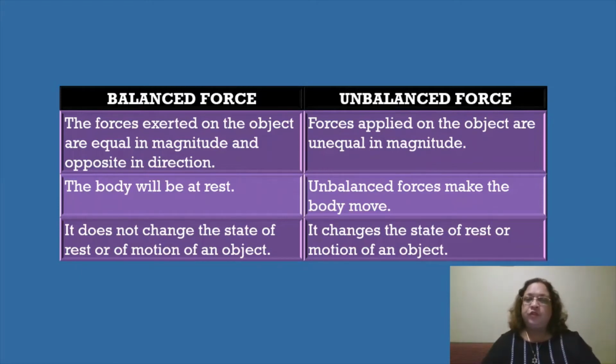Whereas in an unbalanced force, the forces which are applied on both the sides are unequal in magnitude. That means how much force you apply is unequal on both the sides. In the scales we saw, in the unbalanced one, maybe there was 1.5 kg of something on the left hand side, and that's why that one went down. Okay, so those forces which are being applied are unequal. Now, unbalanced forces make the body move. Okay, you've seen the seesaw go up towards the left or towards the right. And an unbalanced force is the one that changes the state of rest or motion of any object.